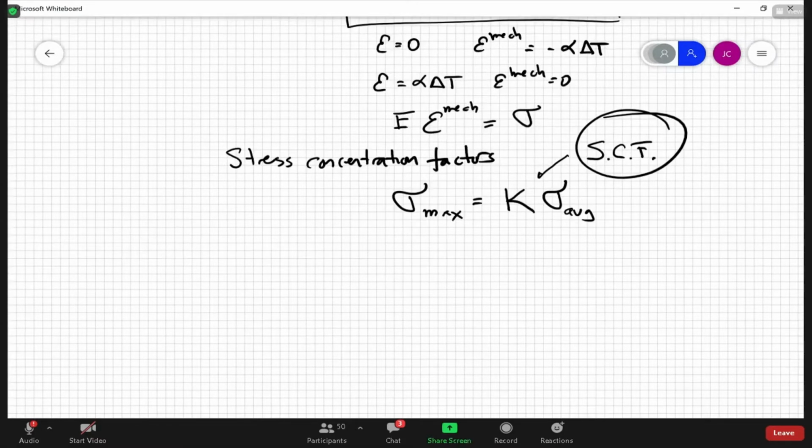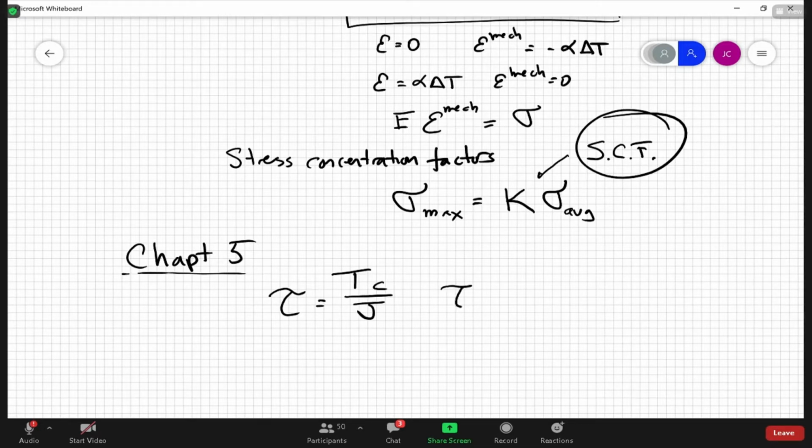Now, for chapter 5, we're talking about torsion. I forget which sections they are, but we're only going to do the problems where we use the torsion equation, where we figure out the shear stress due to torsion, which is TC over J, right? So you should understand how to use these equations.